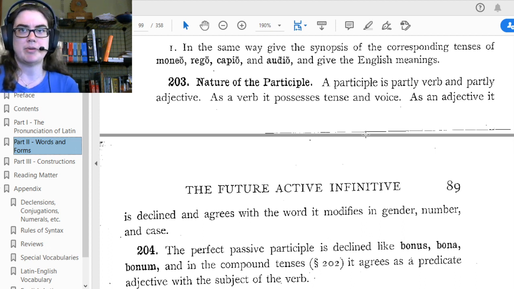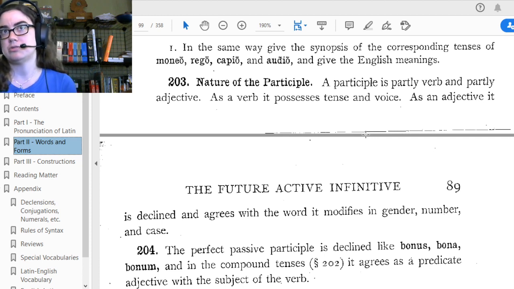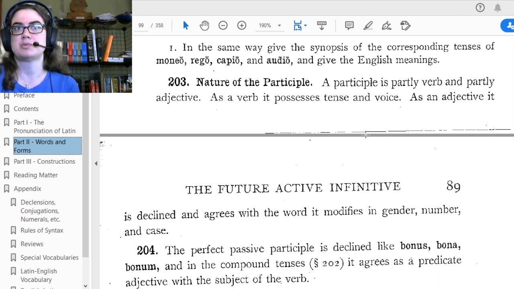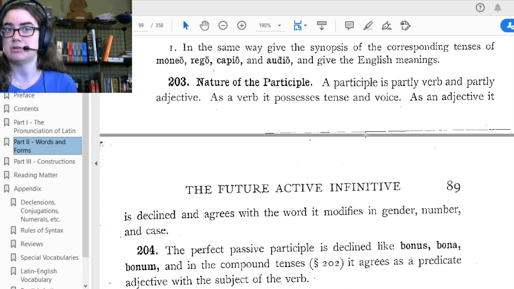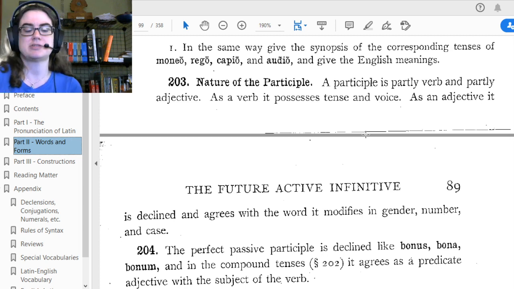So let's talk a little bit about participles. I've already explained it some, but we'll work through what he has to say here. So participle, partly verb, partly adjective. As a verb, it has tense and voice, active or passive, present, perfect, or future. Those are our choices for participles. As an adjective, it is declined and agrees with the word it modifies in gender, number, and case.